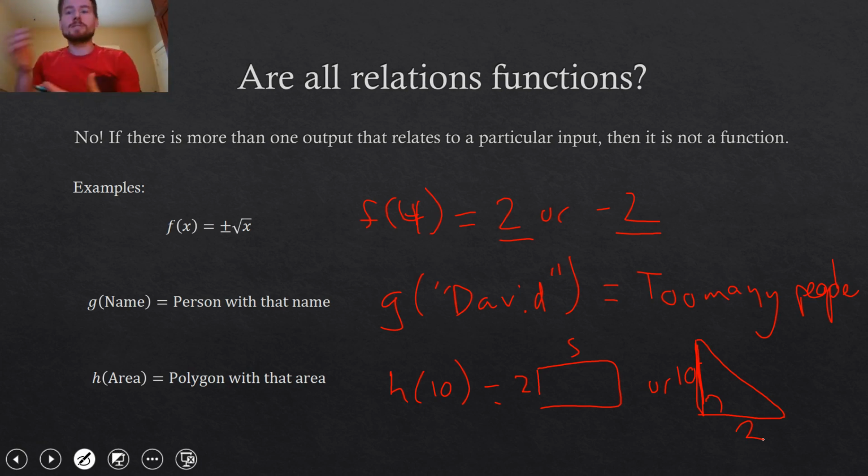So you have multiple answers, right? There's many, many answers for this. So it's a relation where you have an area, and you have an object you're relating it to, but it's not a function.